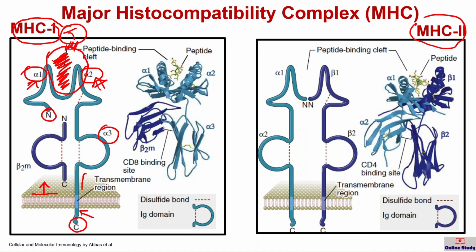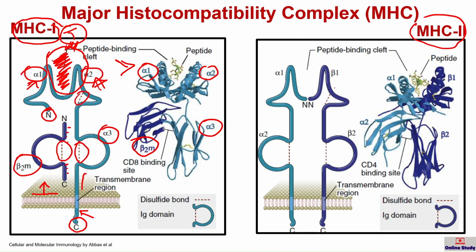And if you look from the ribbon structure of the MHC1, it looks like this. Alpha 1 is here, alpha 2 is here, and alpha 3 is here. Another part of the MHC1 is the beta 2 microglobulin, which is attached here to the alpha chain non-covalently. And these are the disulfide bonds.